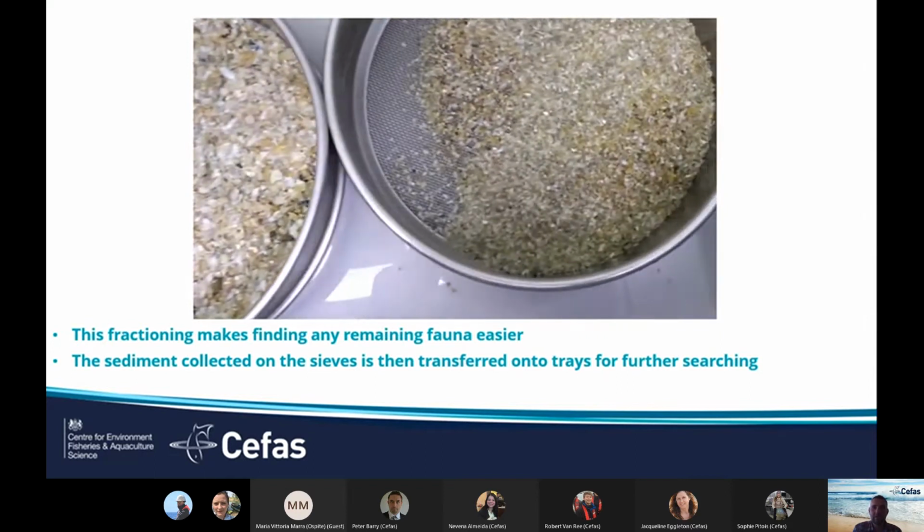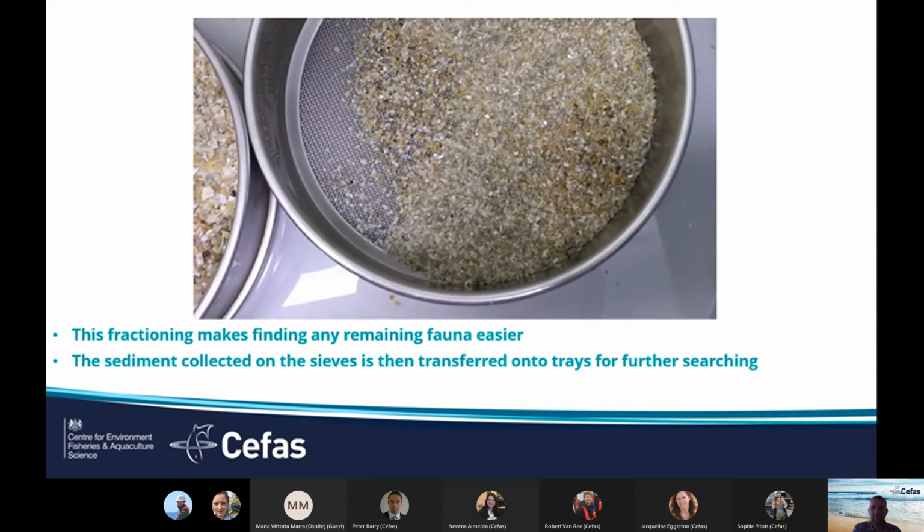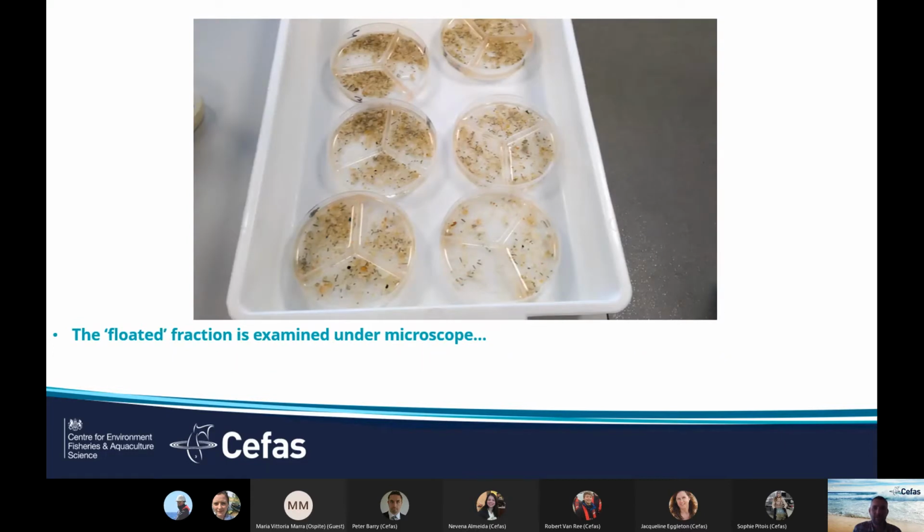These 3 sample fractions are then put into buckets and blasted again, floated again, so any other loose fauna is taken off, and then the rest of it is trayed up. The floated fraction is then put onto Petri dishes and examined under a microscope.